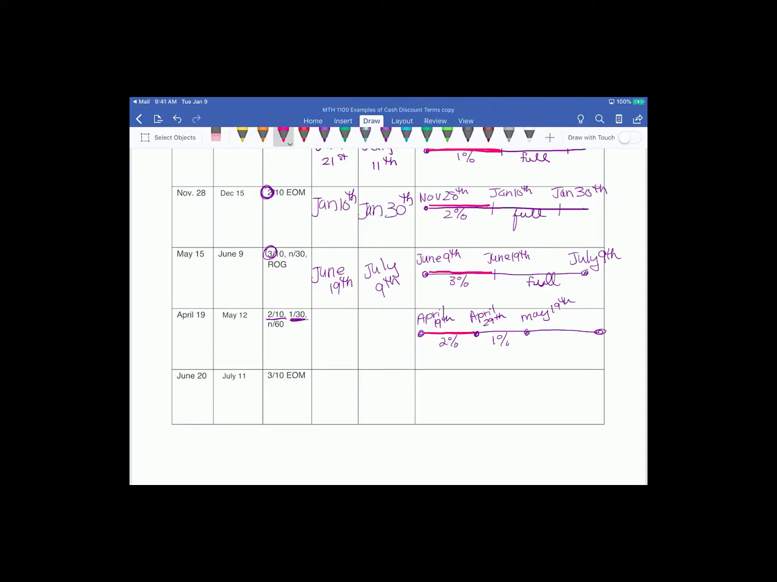So from here to here, I would get a 2% discount. And if I pay from April 29th to May 19th, I would get a 1% discount if I pay in that time frame. Then if I pay after May 19th, I would have to pay in full. And it says here that I would pay in full by 60 days after April 19th. That would be June 18th.